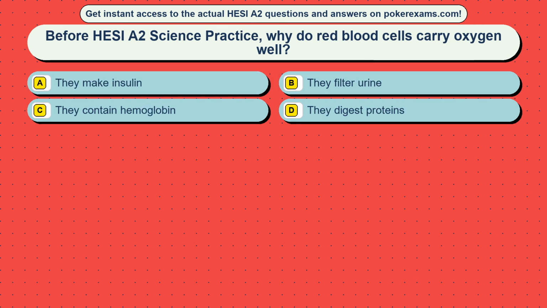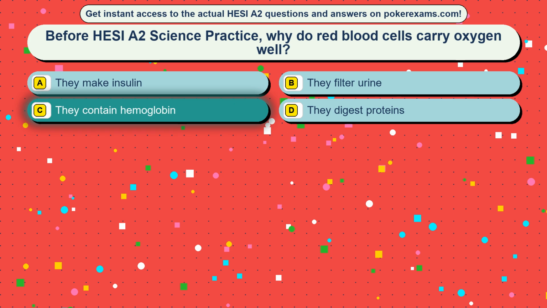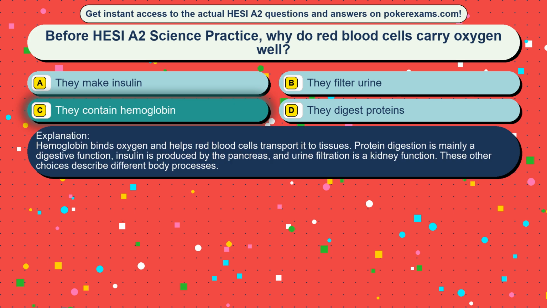Question 15. Before HESI A2 Science Practice, why do red blood cells carry oxygen well? Option A. They make insulin. Option B. They filter urine. Option C. They contain hemoglobin. Option D. They digest proteins. The correct answer is option C. They contain hemoglobin. Hemoglobin binds oxygen and helps red blood cells transport it to tissues. Protein digestion is mainly a digestive function. Insulin is produced by the pancreas, and urine filtration is a kidney function. These other choices describe different body processes.